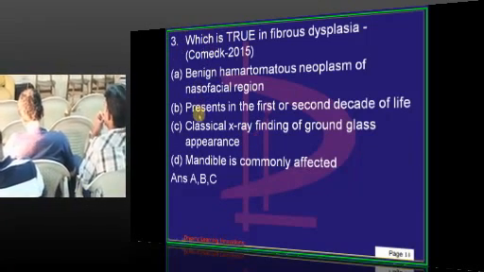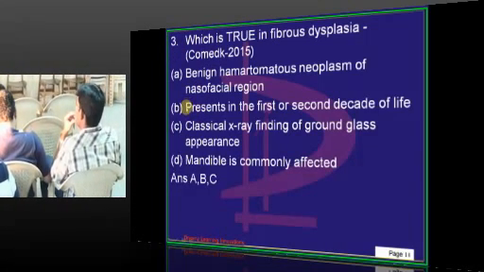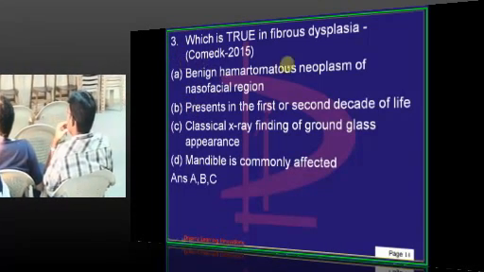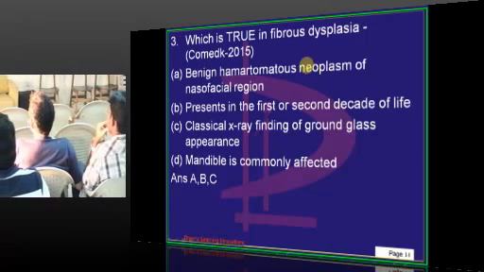Fibrous dysplasia. Classically it is a hamartomatous growth. Actually 3 options are all correct. I thought the examiner, like in our mock test, forgot about except.